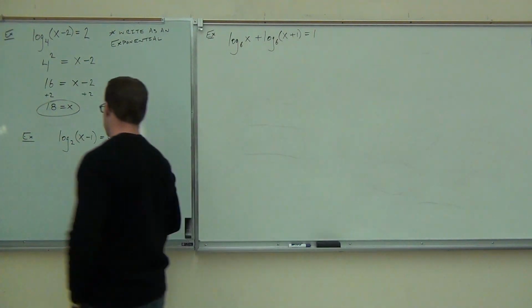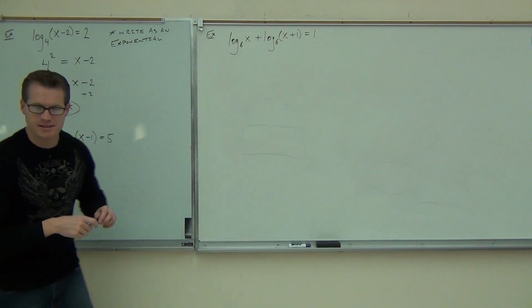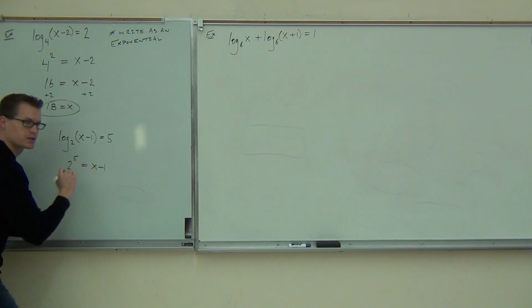Okay, let's look back at this. Of course, we have a logarithm. There's not much we can do unless we know what an exponential is. We've got to write it as an exponential, so you should have done 2 to the 5th equals x minus 1. Did you make it that far?